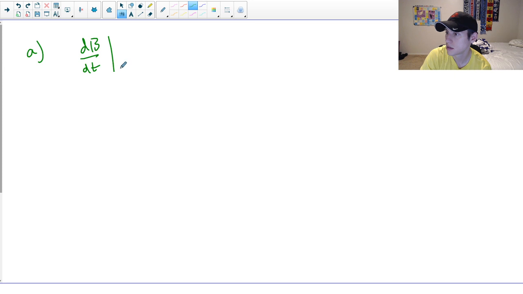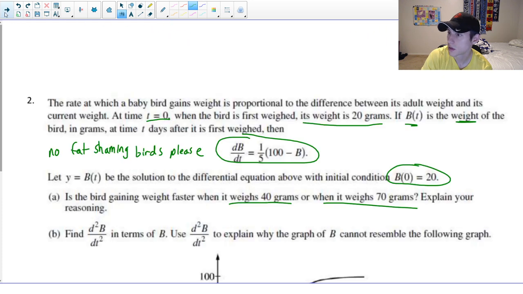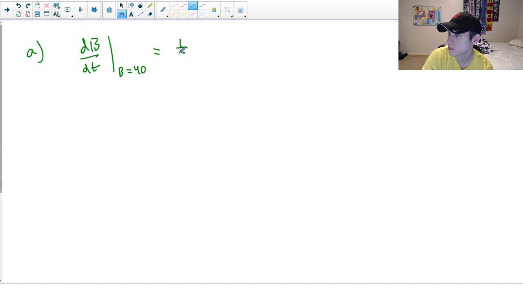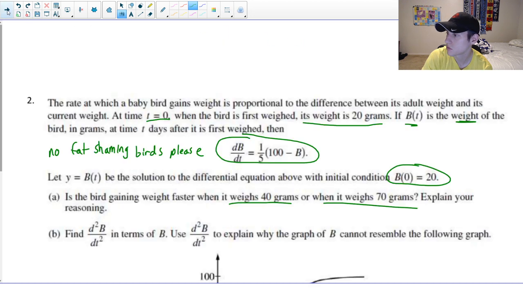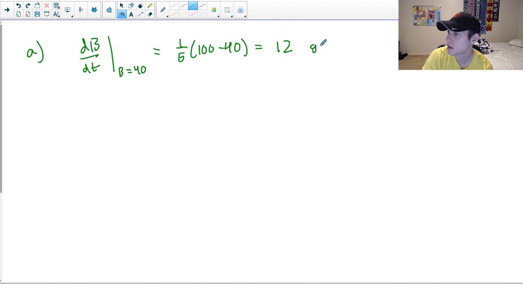dB/dt whenever B is 40. I already forgot what the equation was. 1/5 times 100 minus 40. 100 minus 40 is 60. 60 times 1/5 would be 12. 12, what is this, grams? Grams per day. Since 12 is positive, it tells me that this bird is gaining 12 grams per day whenever its weight is 40.